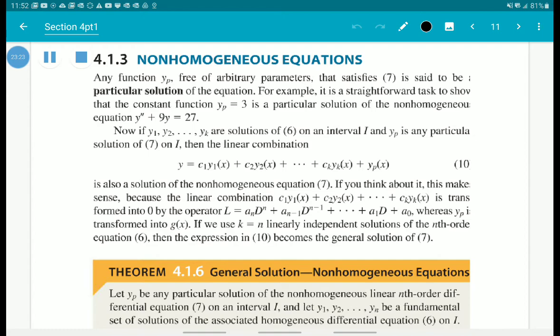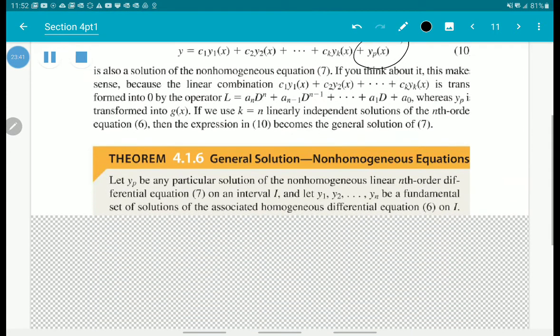So what if we have a non-homogeneous differential equation? We already said we had to solve the associated homogeneous differential equation. So we would do that. But then we have to find the solution to the non-homogeneous part. And that's called the particular solution for that.